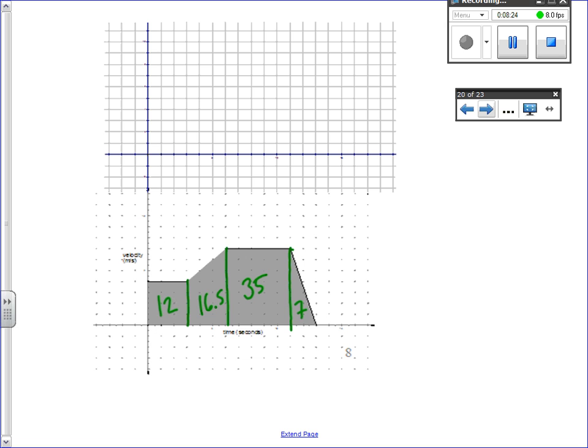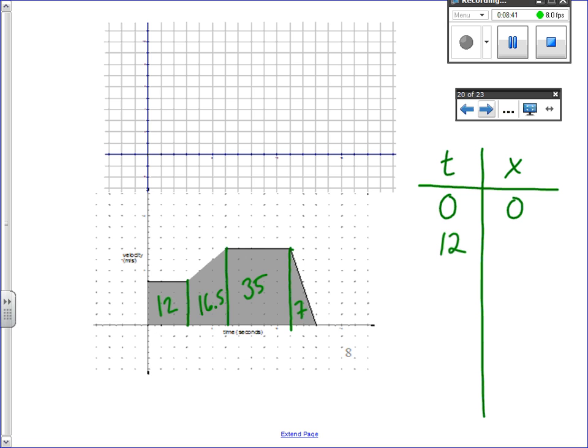So here's what I figured out. Make a T-chart. Time and position. Now I'm going to have to assume that at 0 seconds, I have a position of 0. After 3 seconds, I have a position of 12 meters. Then what happens between 3 and 6 seconds is that this thing accelerates, and its final position ends up being 28.5 meters.